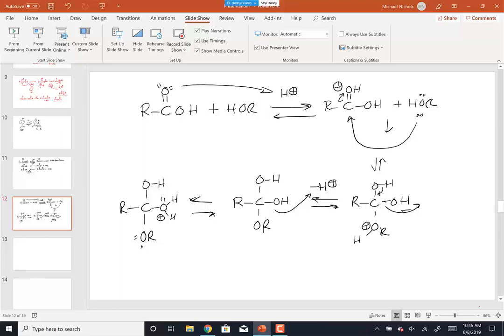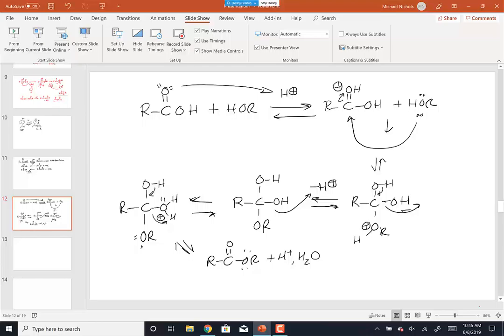Alright, now what happens? Now I've got a choice of steps. I can do this in one step, or I can do it in two. If I do it in one step, which I'm sure everybody will say, let's do it in one step, I could lose this H plus and I could lose the water at the same time. And if I did that, then I would make my carbonyl and my OR group. And I would lose my acid and my H2O. So the acid's a catalyst, so I'm regenerating it.